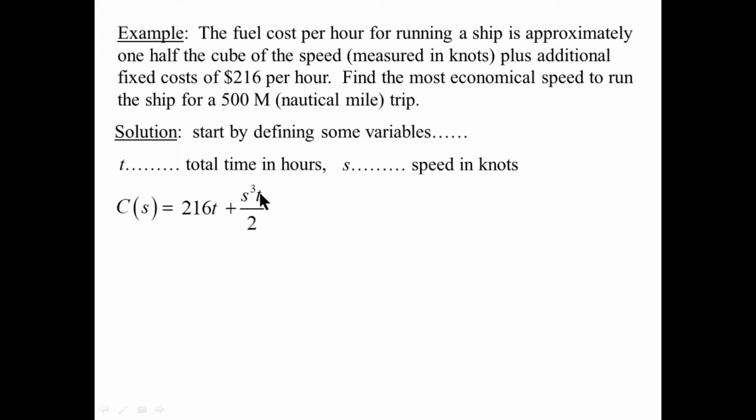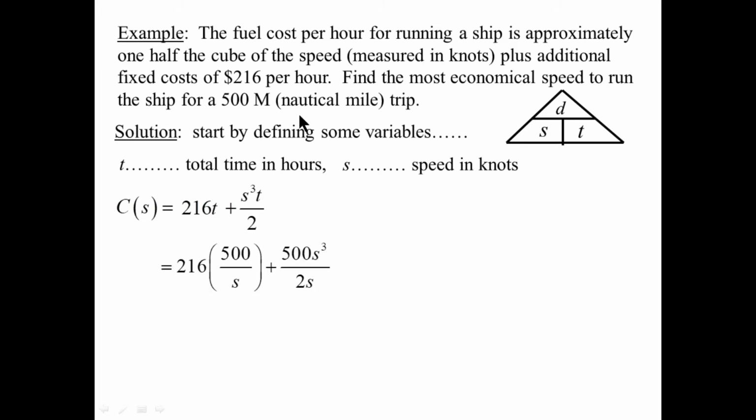The problem is there's 2 variables. And our second step is get the expression into just one variable. So we would like to get rid of this t because we want cost for a given speed. So if only we had a relationship between time and speed, and we do. Time is distance over speed, and the distance we know is 500 nautical miles. So the time is 500 over the speed. So every time we see this t, we can replace it with distance over speed, so 500 over s.